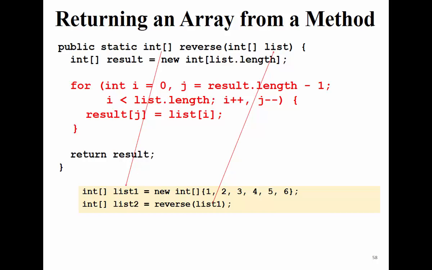Yes. The implementation is always different. I can use one index, okay? I can fix the length and sometimes subtract from the length and increment, okay? But I use two indices here.